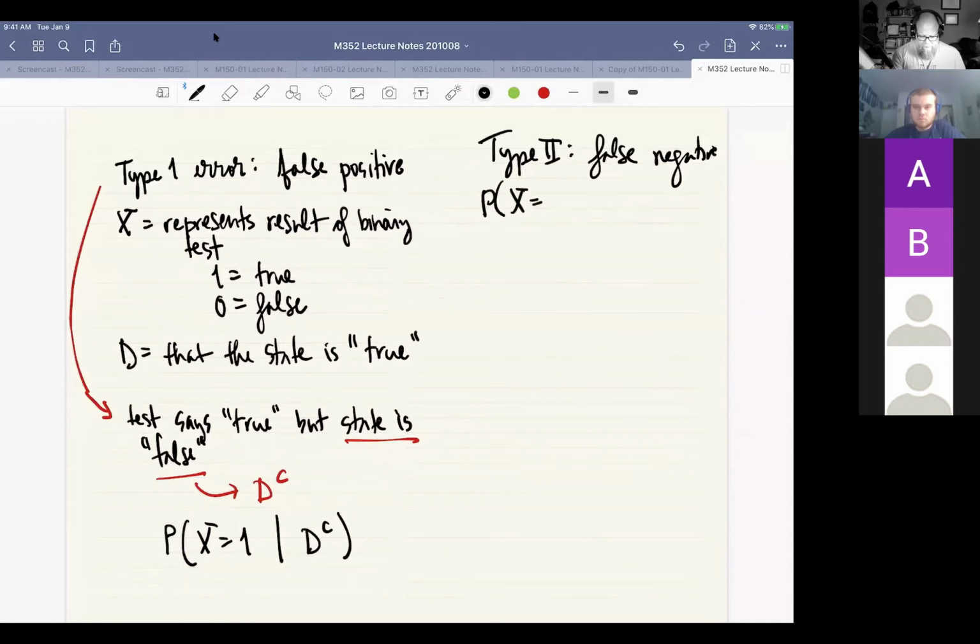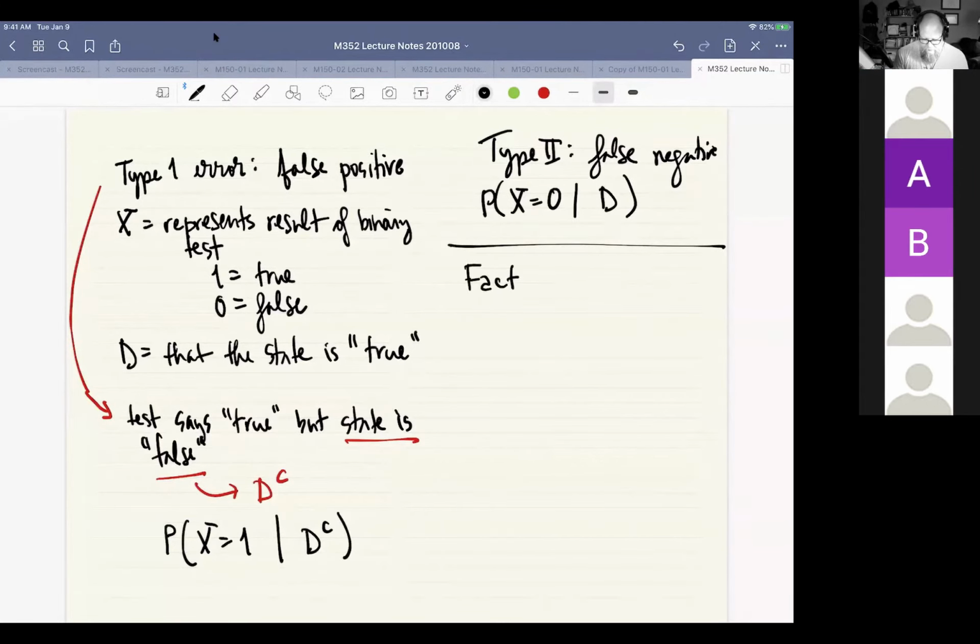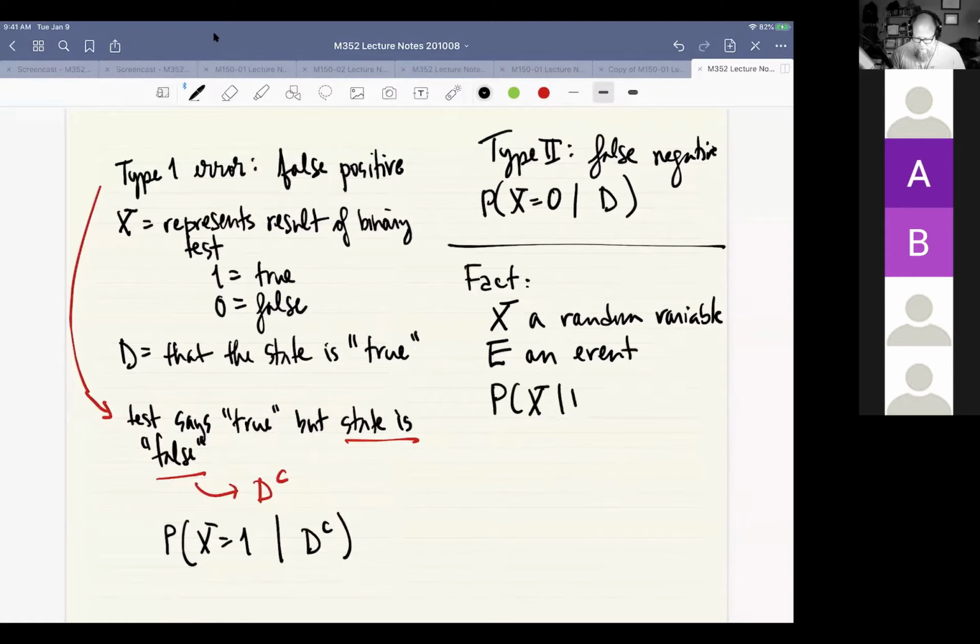The probability that X reports the state is false when indeed the state should be true. So one last fact that I want to leave you with, that hasn't come up directly in our conversations but has come up indirectly: if you have X, a random variable, and E, an event, then we can talk about these conditional probabilities.